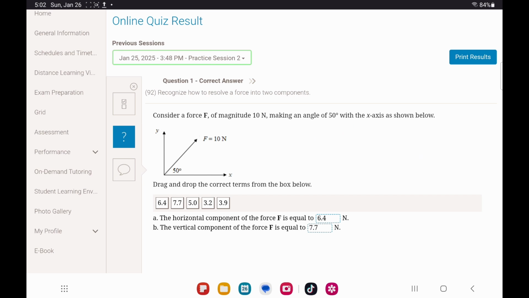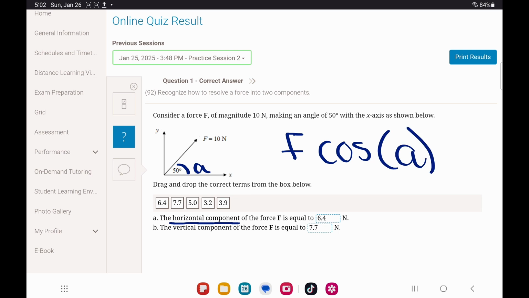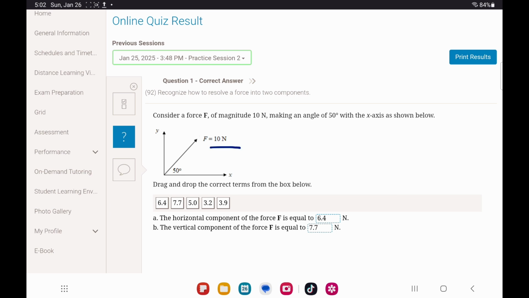When they're asking for the horizontal component, you multiply the force by the cosine of the angle. For example, let's call this angle A, so cosine of angle A. For us, the force is 10, and because it's horizontal, so it's x, so it's cosine 50.